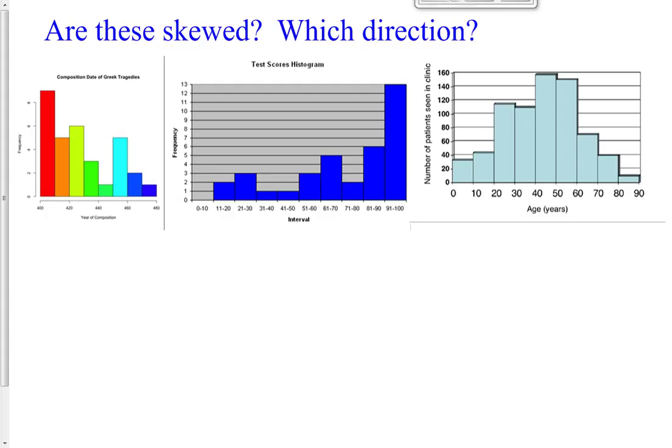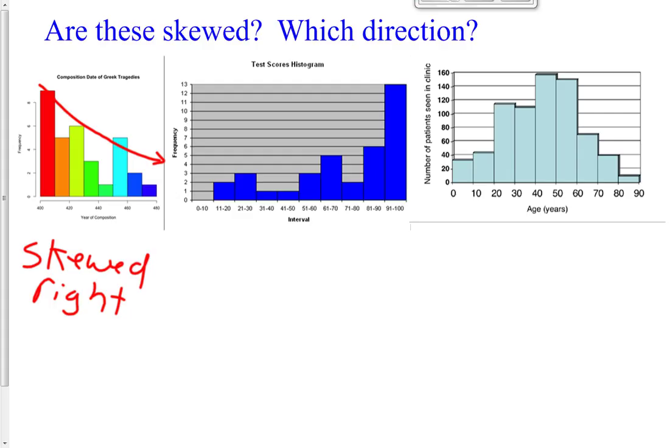Okay, so now we're going to talk about skewness, because we talk about that with histograms and with other data sets as well. So for this first one, we see that the highest bar is off to the left, and then it trails to the right. If you can make a smooth curve that goes to the right, this would be skewed right. Some people say right skewed.